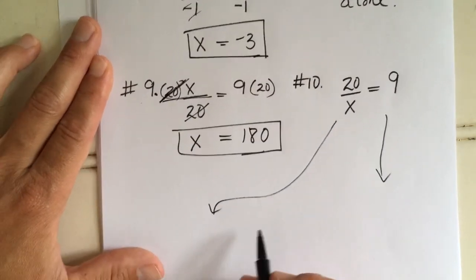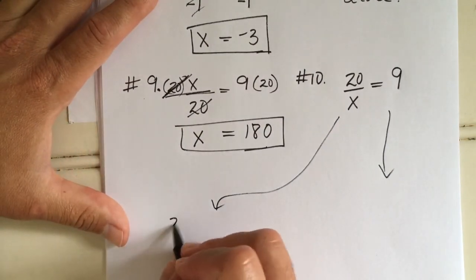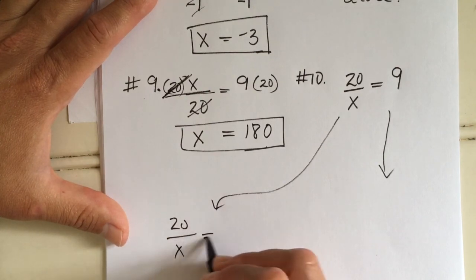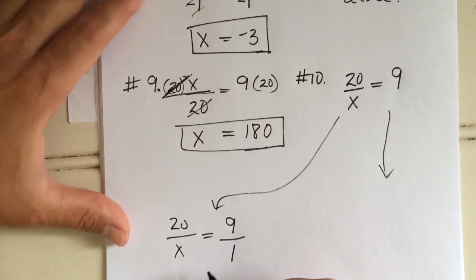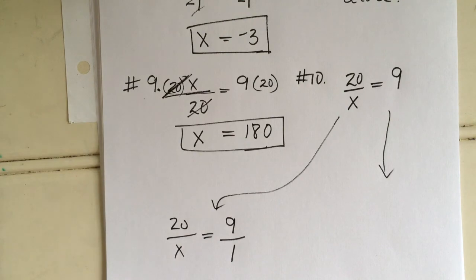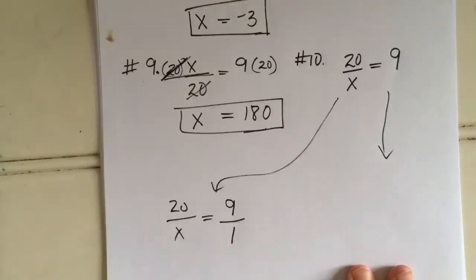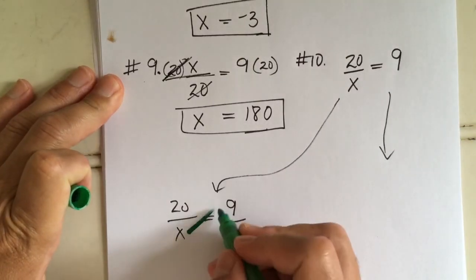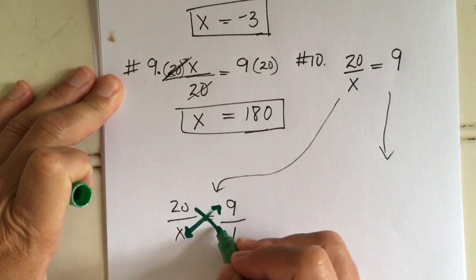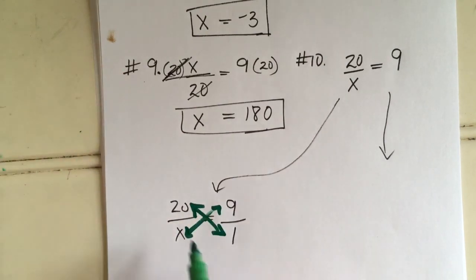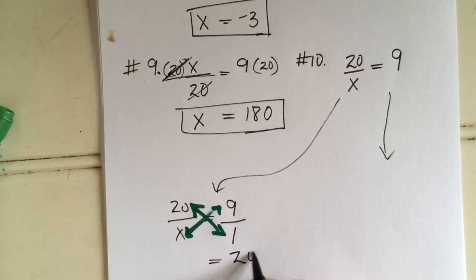The first method, I'm going to go ahead and cross multiply. So I'm going to rewrite this really quick. This is really 9 over 1. So what I'm going to do here is cross multiply like so. Right, so we have 20 times 1 is equal to 20. I'll just go ahead and write that on one of the sides. And 9 times x is equal to 9x.